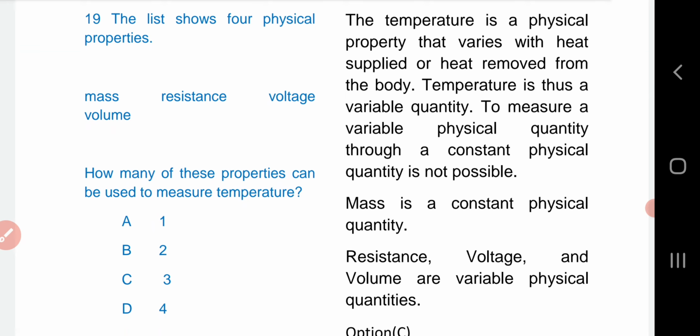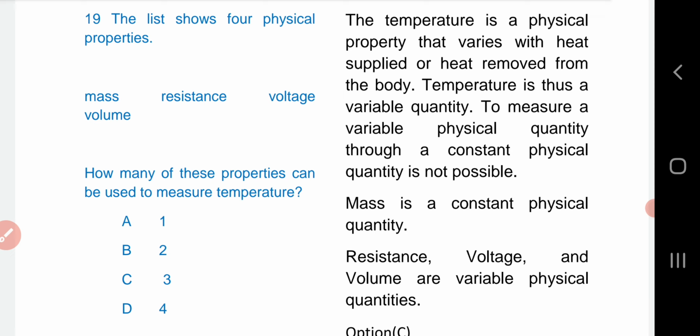Question number 19. The list shows 4 physical properties: mass, resistance, voltage and volume. How many of these properties can be used to measure temperature? And the answer is, the temperature is a physical property that varies with heat supplied or heat removed from the body. Temperature is thus a variable quantity, and to measure a variable physical quantity through a constant physical quantity is not possible.